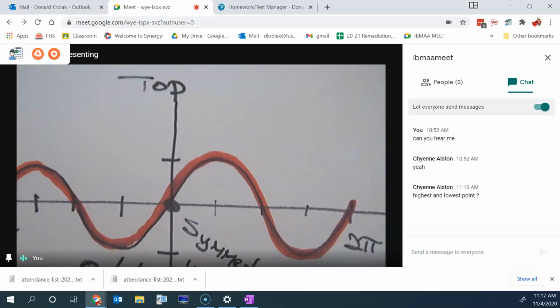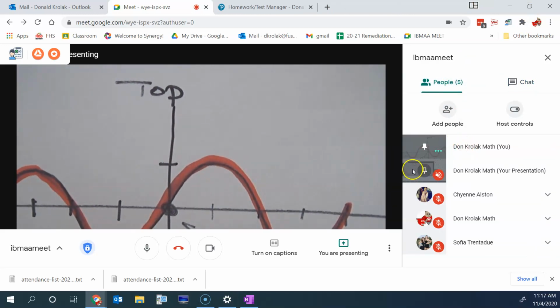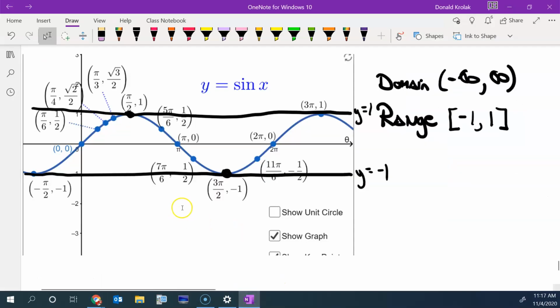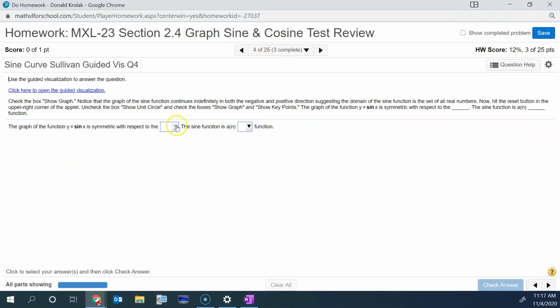Okay, so let's go back to our slide. And now when we answer this question, sine is symmetric with respect to the origin. The sine function is an odd function. Okay, now I'm going to ask you either that one or I'm going to replace it with cosine.